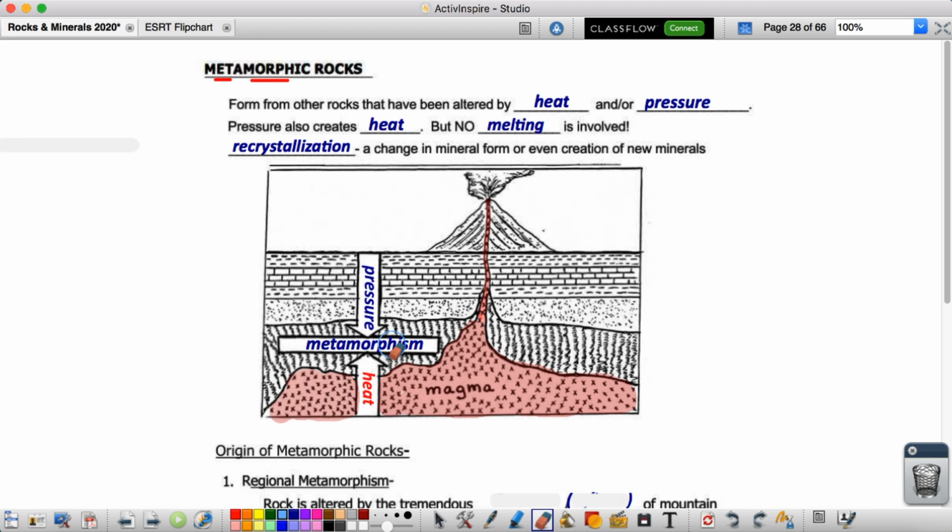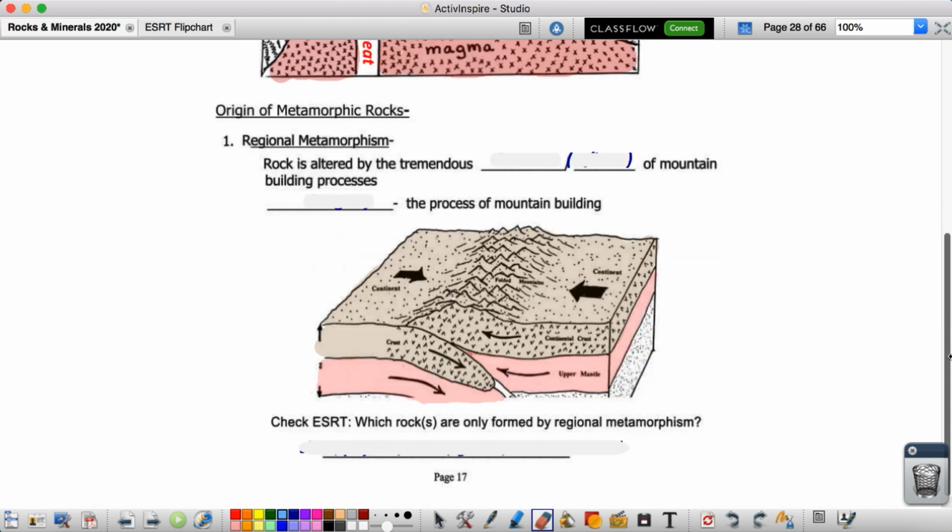All right, now let's take a look at the two basic types of ways in which this happens. The first one is called regional metamorphism. Regional metamorphism is when the rock is altered by the tremendous pressure, and remember, pressure does bring heat with it, but it's primarily pressure, the tremendous pressure of mountain building processes. If you have two pieces of continent pushing into each other, that's a tremendous amount of pressure. It can squeeze the rock in the middle so hard that that rock changes into new rock. That's what we call regional metamorphism.